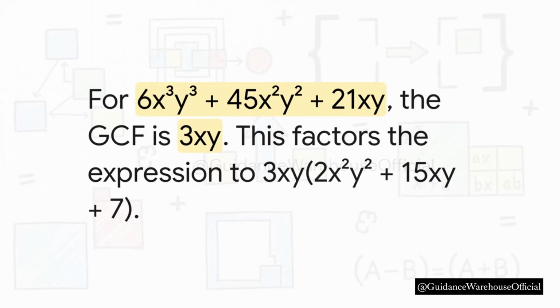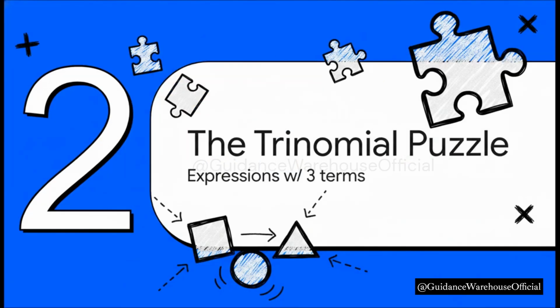Let's try it with this beast of an example. First, the numbers, 6, 45, and 21. What's the biggest number that goes into all three? That'd be 3. Okay, now for the variables. The lowest power of x is just x to the first, and the lowest power of y is just y. So our GCF is 3xy. We pull that out, and then we just divide each of the original terms by 3xy to see what's left inside the parentheses.